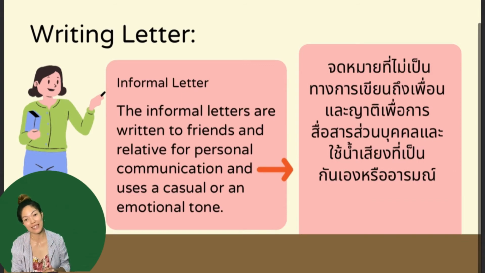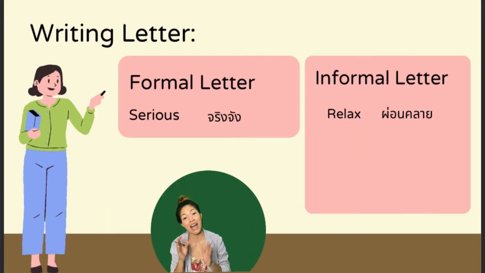And informal letters are written to friends and relatives for personal communication and use a casual or an emotional tone. So in this case, informal letters are where you can express any words that you like to say in the letter. Another difference, a formal letter is a serious letter, whereas an informal letter is relaxed, chill, nothing serious.